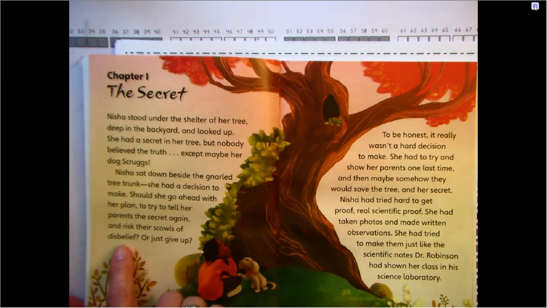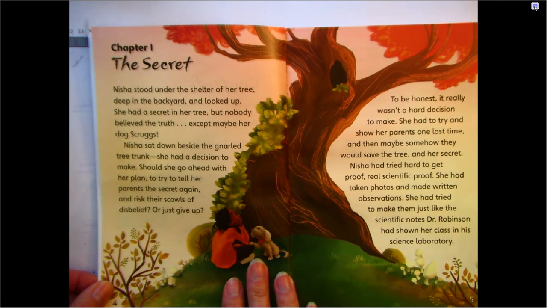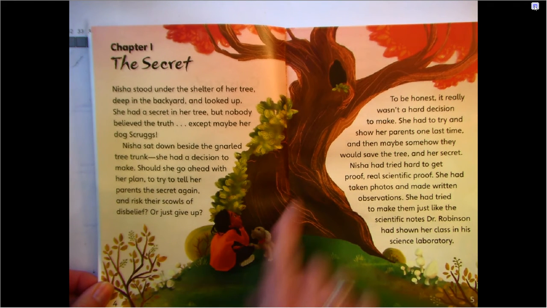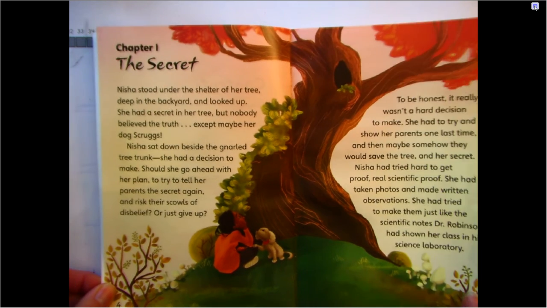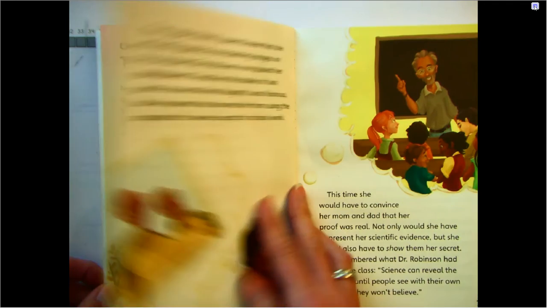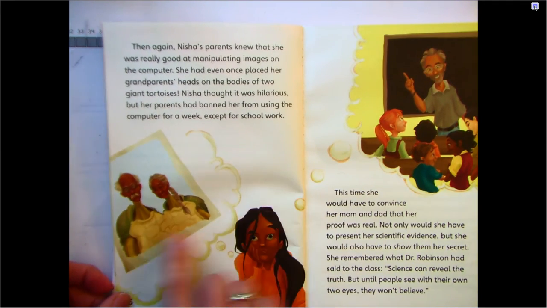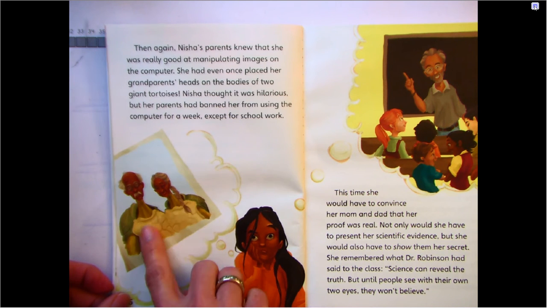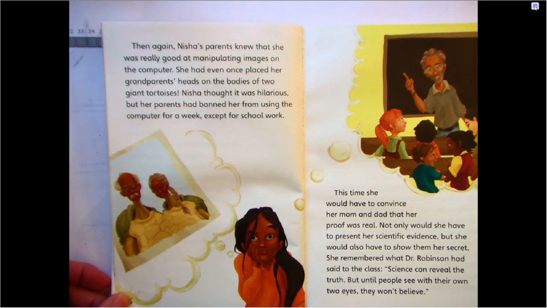Oh, their disbelief. Her parents don't believe her, so I think she's worried about proving that there's some secret in her tree. Right? She's going to learn to give them proof. So maybe she's worried about finding that proof or sharing that proof because, look, they know that she can be a little sneaky on the computer. So maybe if she shows them a picture, they're not going to think it's real. So she might be worried about that.